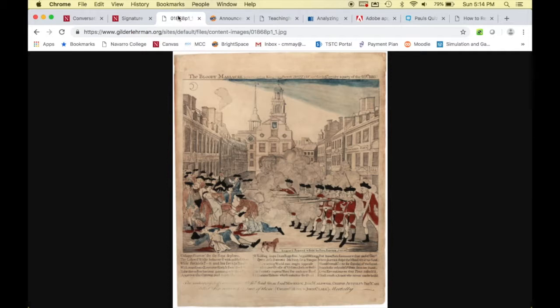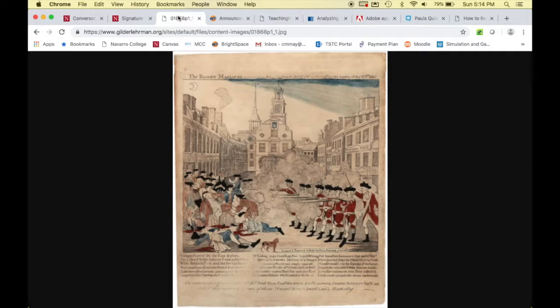It was a scene of relative confusion. There was no order given. There was no neat line of British soldiers firing on an innocent populace. Ultimately, it was a tense situation that got out of hand.